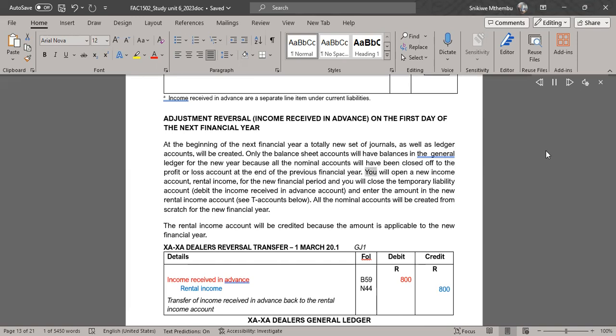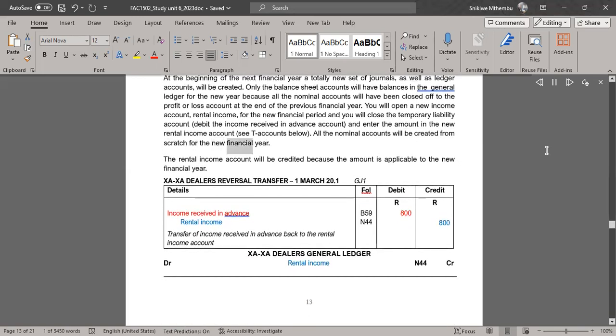financial year. You will open a new income account, rental income, for the new financial period, and you will close the temporary liability account, debit the income received in advance account, and enter the amount in the new rental income account, CT accounts below. All the nominal accounts will be created from scratch for the new financial year. The rental income account will be credited because the amount is applicable to the new financial year. XAXA Dealers Reversal Transfer, 1 March 20.1 GJ1.